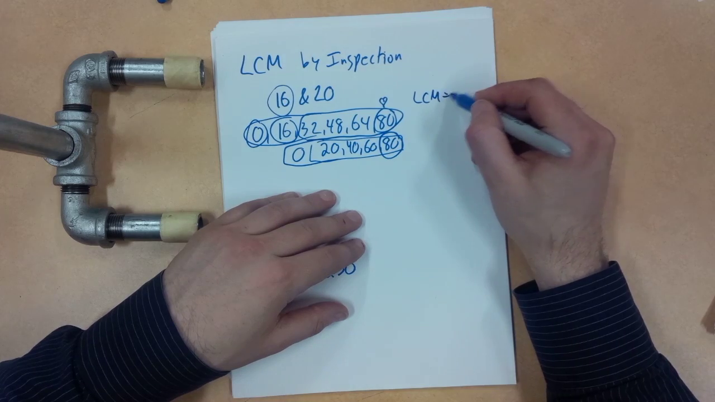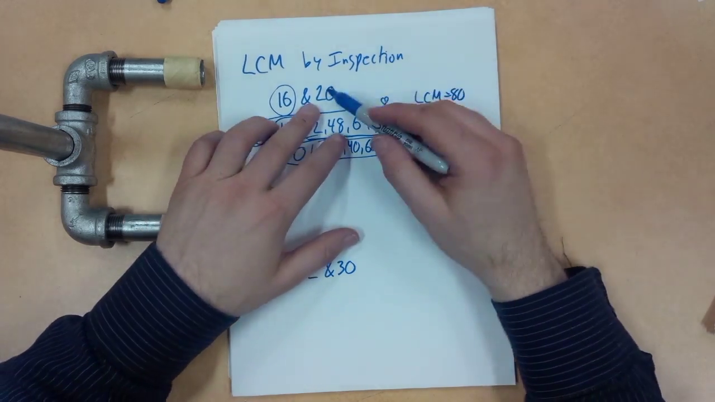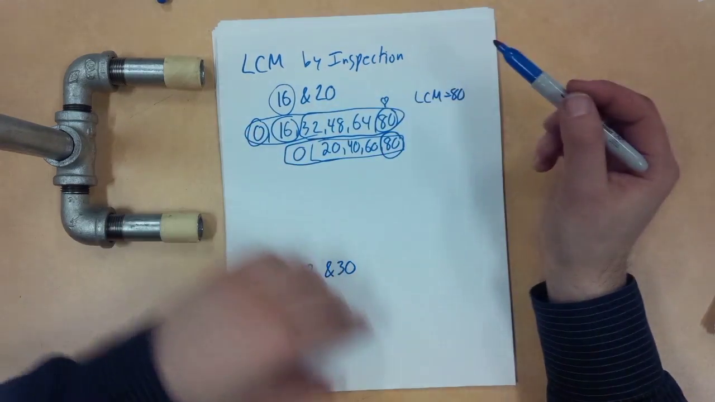So LCM equals 80. All I did is I picked the more difficult number and I skip counted till I found something that was quite easy to find for this.